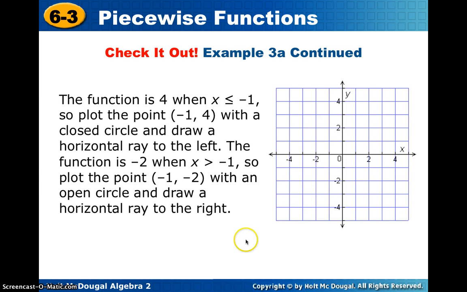So the function is 4 when x is less than or equal to -1. So here's -1. I'm going to come all the way up to 4, and we're going to draw the line to the left from there. Then the function is -2 when x is greater than or equal to -1. So here's my x greater than -1. It's going to be on this side. Come to -2, and this time it's an open dot.